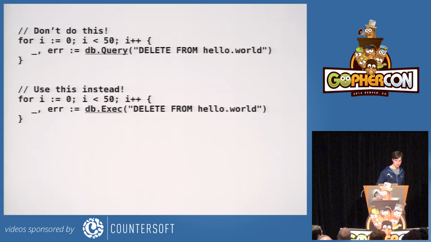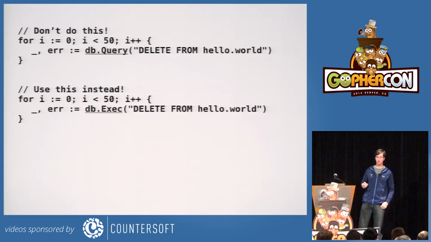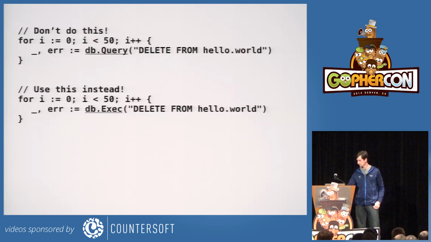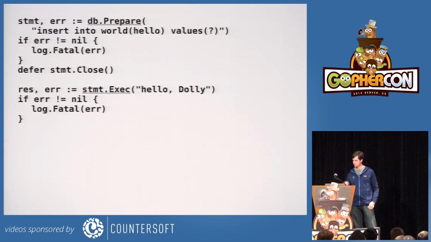So you want to use exec, which will return a different type called a result. And that type has a couple of methods on it where you can do things like query what was the number of rows affected and what was the last insert ID and things like that. It should be fairly familiar to you. OK, so things to know.